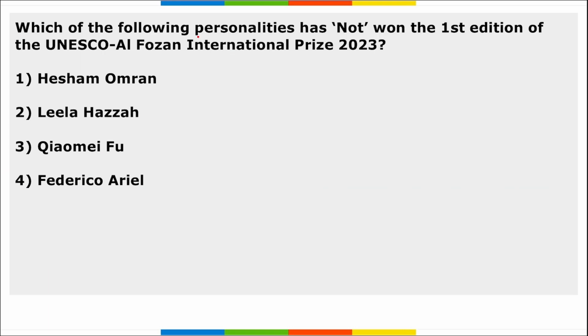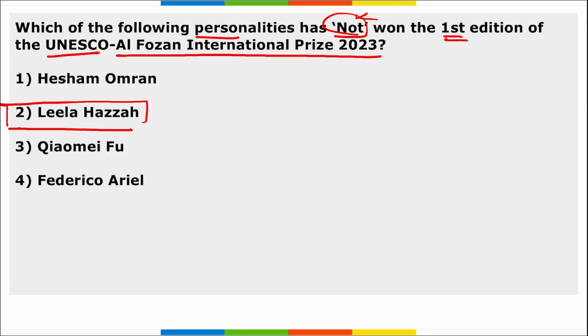Next, which of the following personalities has not won the first edition of the UNESCO Al Fawzan International Prize 2023? Option A is the one that has not won. So Leela Haza has not won the UNESCO Al Fawzan International Prize for 2023. Dr. Federico Edril, Kwame Few, and Hesham Omran, all three have won the UNESCO Al Fawzan International Prize. And remember, this is the first, or inaugural, edition of the prize in 2023. Correct? Apart from these three, remember Dr.